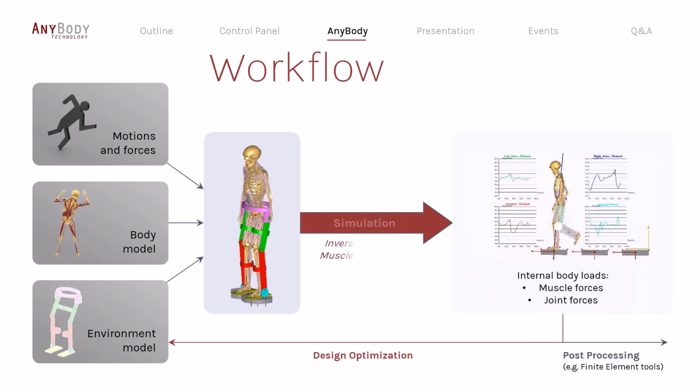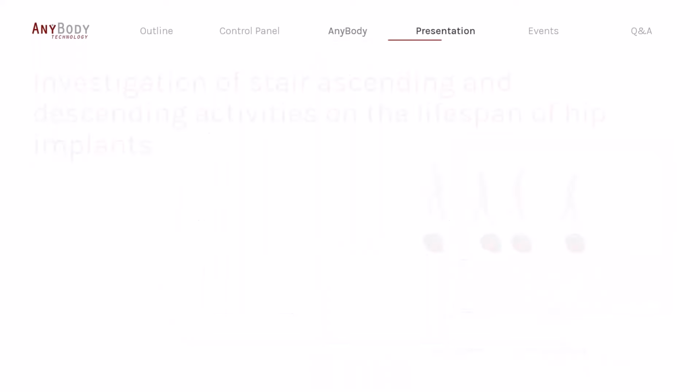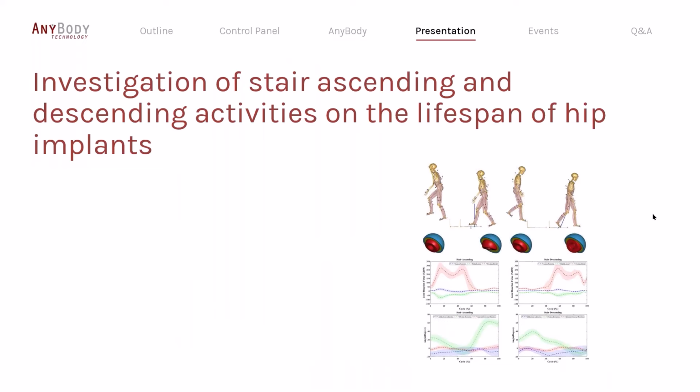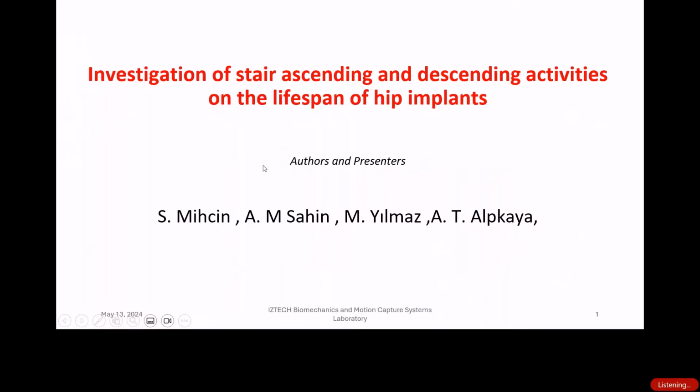This basically means that we go from motion to calculate the internal body loads and, in some cases, the interaction with the environment. You can then output the results and use them for some kind of post-processing, which could be, for example, with a finite element tool. But there are also many users who choose to close this loop completely by doing some kind of design optimization and then run this cycle multiple times. This brings me to the end of the introduction, and I will hand over the presenter role.